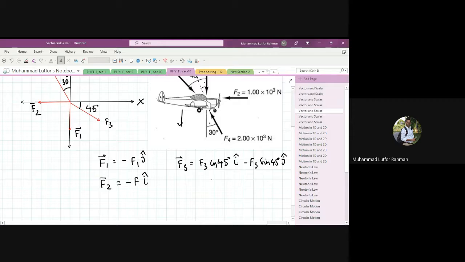Do you understand this equation? Whatever I write in for the F3? Yes, sir. That's good. If you understand, then the problem is going to solve. This is very important. This is a very important component of this vector.